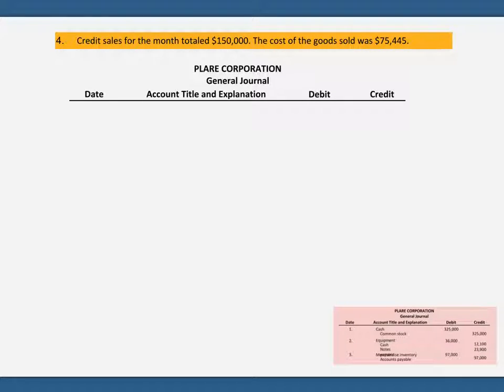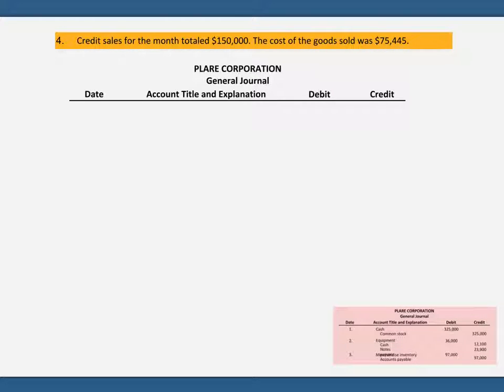Number 4, the company had credit sales for the month totaled $150,000. The cost of goods sold was $75,445. With this transaction, we have to make 2 separate journal entries. One is here for the credit sales from our inventory we sold, and then we have to also make a journal entry for the cost of the inventory that we sold as well to decrease the account.